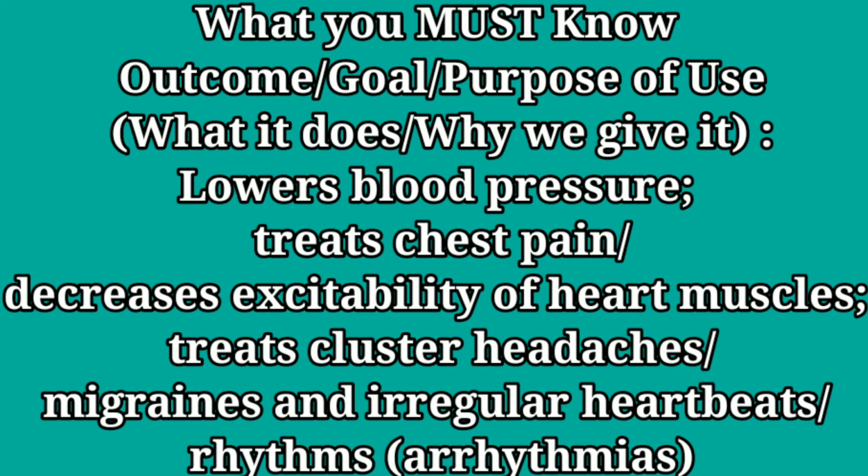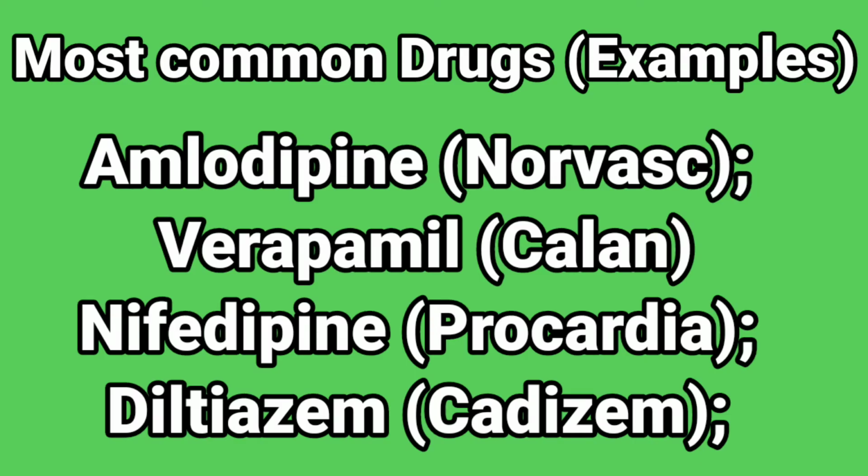Now what you must know are the outcome, the goal, the purpose of use, what it does, why we give it. It lowers the blood pressure, treats chest pain, decreases excitability of heart muscles, treats cluster headaches, migraines, and irregular heartbeats, rhythms, also known as arrhythmias. The most common drugs are amlodipine, known as Norvasc, verapamil, known as Calan, nifedipine, known as Procardia, and diltiazem, known as Cardizem.